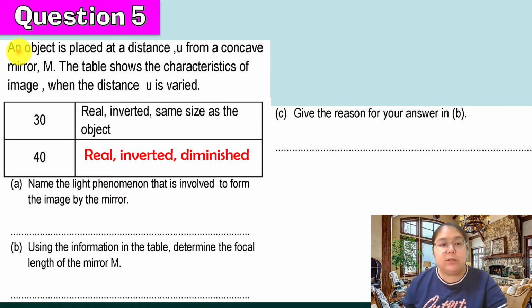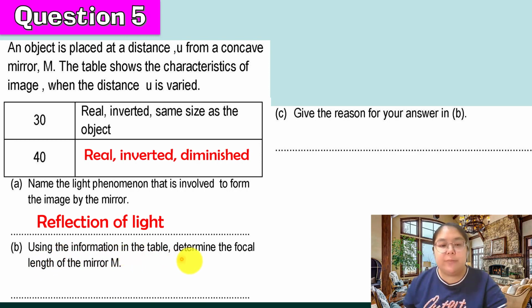Okay, then we continue. As the object is placed at a distance u from the concave mirror, the table shows the characteristics. This one we got already just now. Now they want you to name the light phenomenon we're using to form this image from the mirror. So the phenomenon for the mirror is reflection.